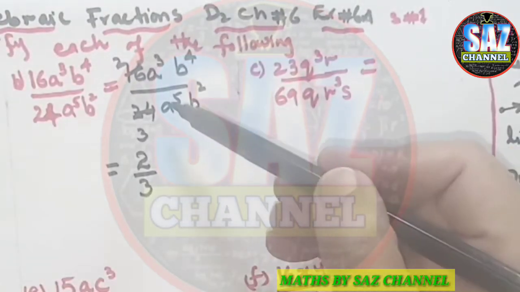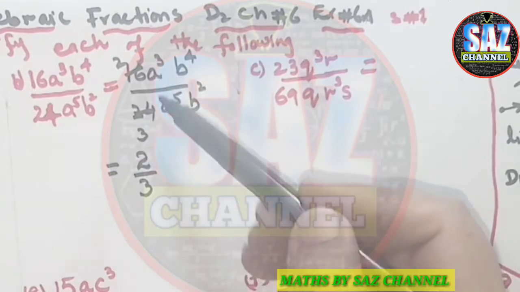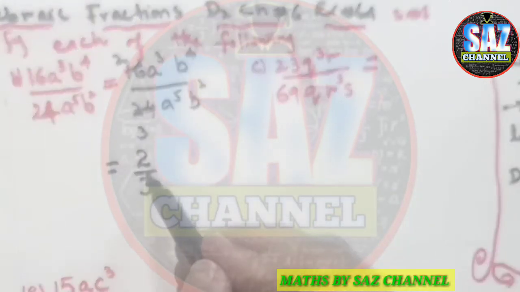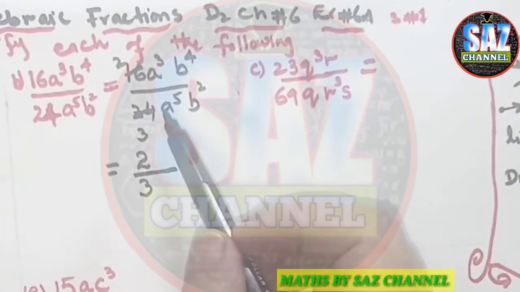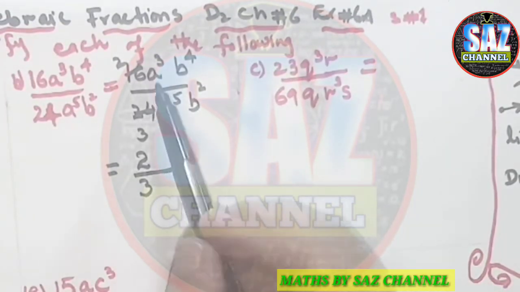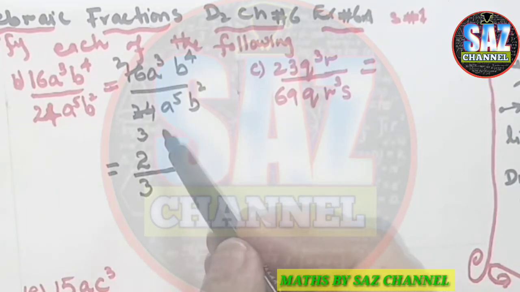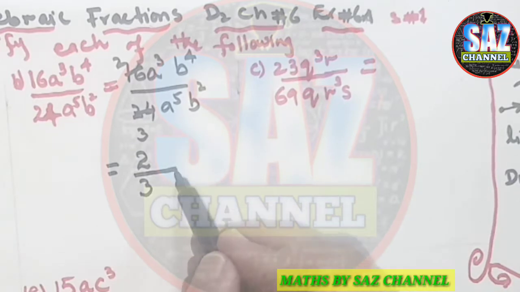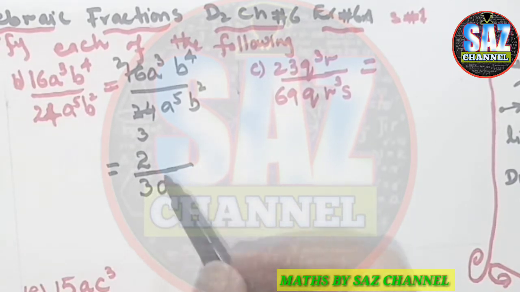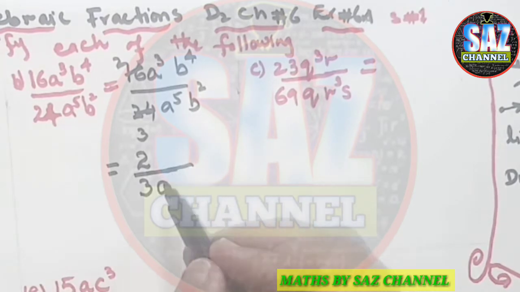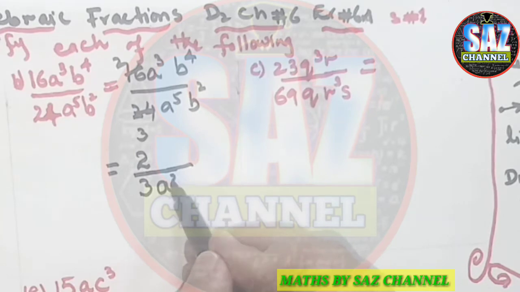Now look at the variables. I have a^3 and a^5, a terms in the numerator and denominator. So in order to simplify these two terms, I have to apply the quotient law of indices with same bases. Here the larger power is in the denominator, so I will be keeping the smaller power's difference in the denominator and I will subtract the powers. So according to 5 minus 3, it will become a squared.